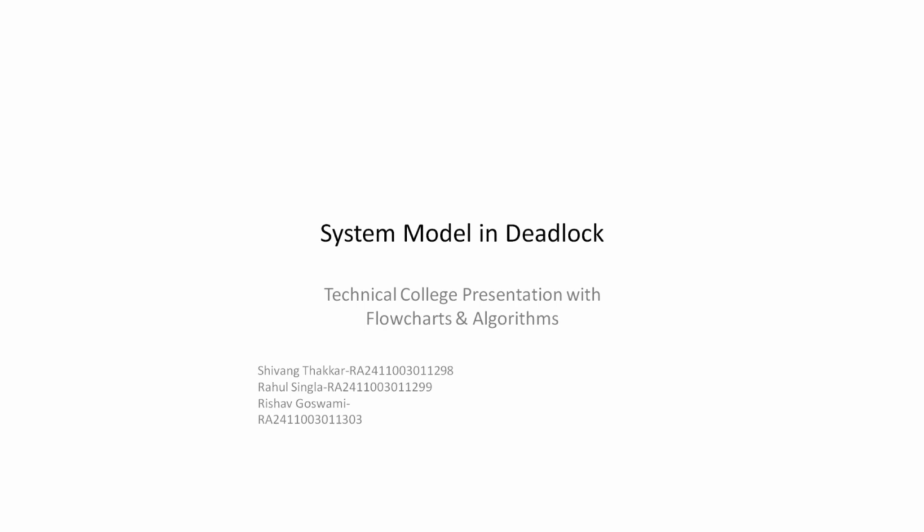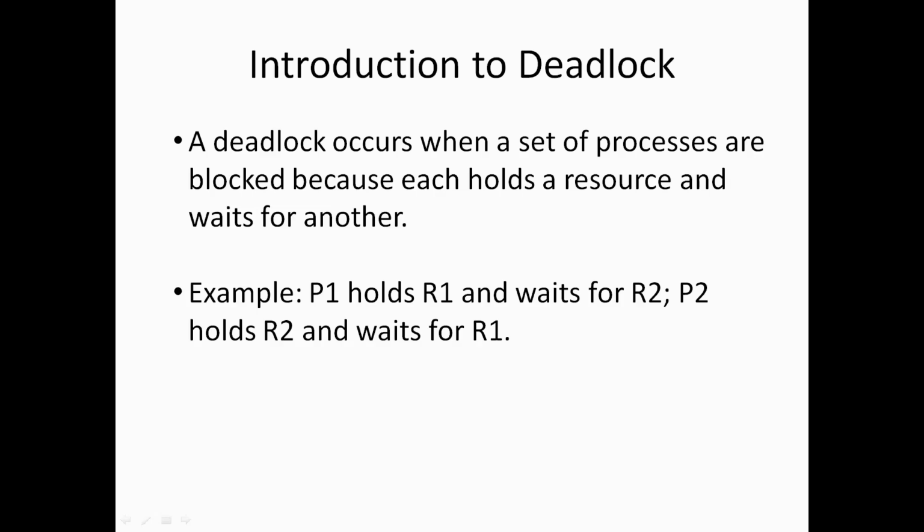Topic is system model in deadlock. So now let's start with introduction to deadlock. A deadlock occurs when a set of processes are completely blocked because each process holds a resource but is simultaneously waiting for another resource that is currently held by different processes in the same set. A classic example is process 1 holding resource 1 and waiting for resource 2 while process 2 holds resource 2 and waits for resource 1, so neither can proceed.